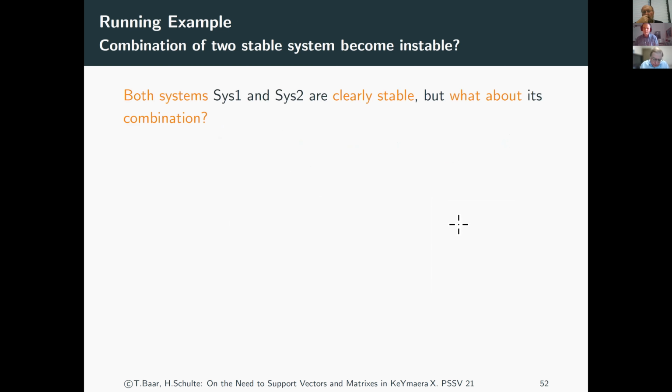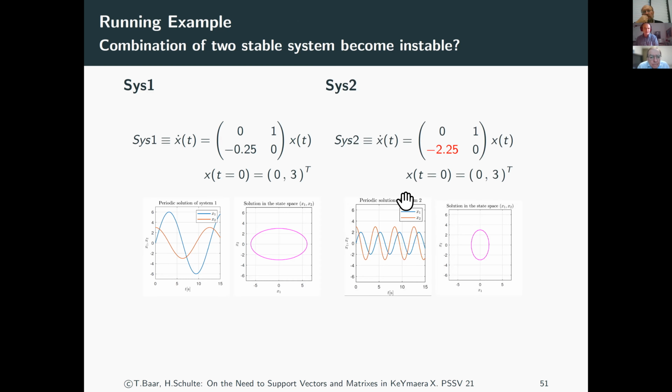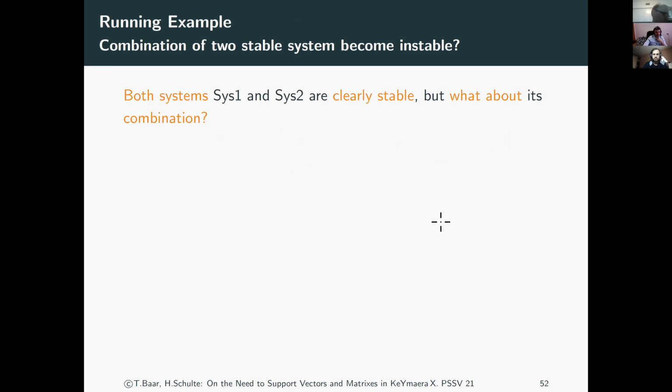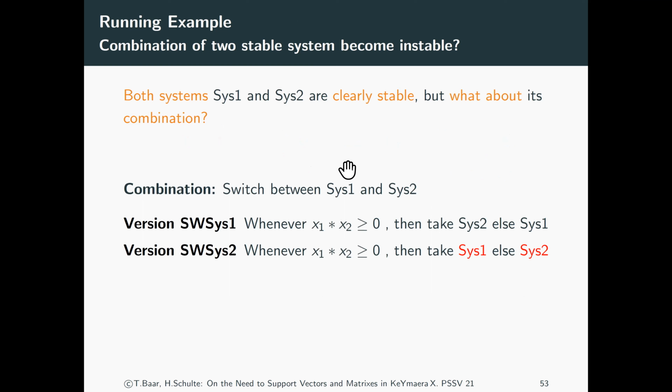But now we have the point. Both systems are stable, right? I have just proved it for this one, and for this it's the same. But the question is, what about the combination of both systems, if we combine them? We have investigated two cases. First, there is a condition: if x1 times x2 is greater than 0, right? In this case we take system 1, in the other case system 2, right? And the second combination is vice versa.